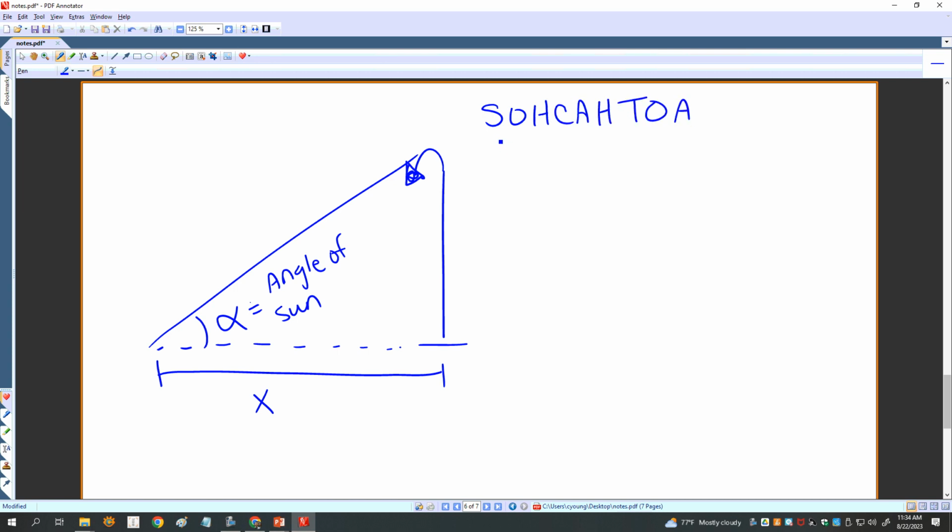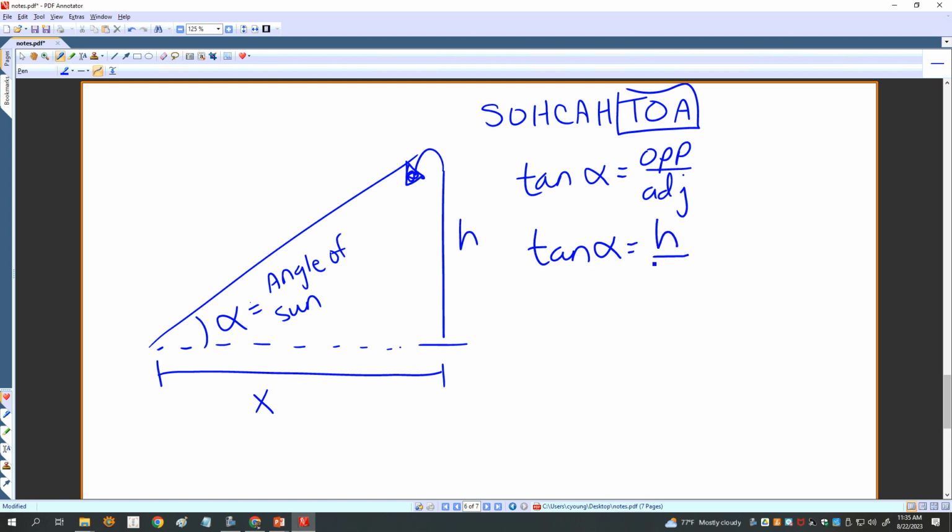In this case, the height is going to be the opposite and x the adjacent. So that's going to be using my tangent function. The tangent of alpha is equal to opposite over adjacent. That is, the tangent of alpha is equal to h over x. So h then is going to be x times tan of alpha. Now I can get x from my aerial image using my scale, measuring the length of that shadow. But I need to figure out what is alpha.